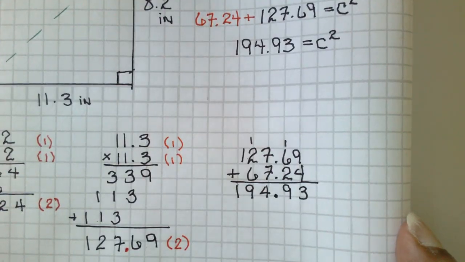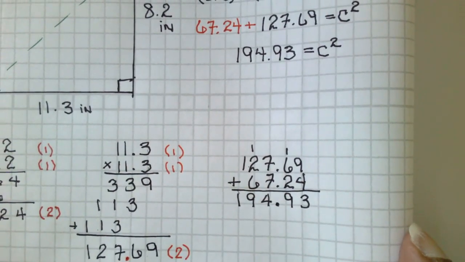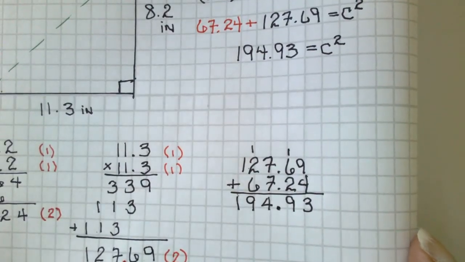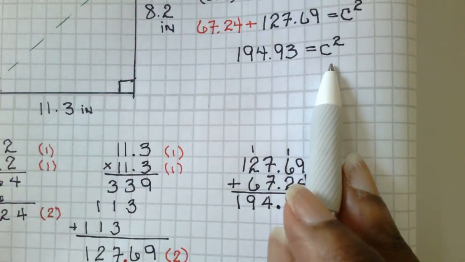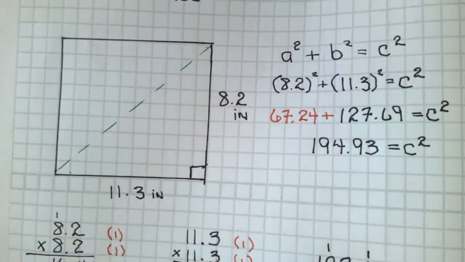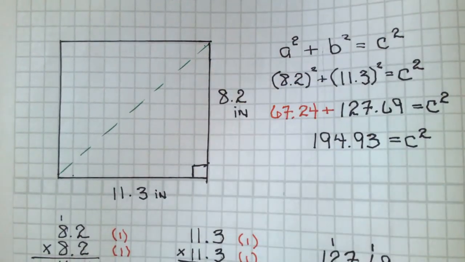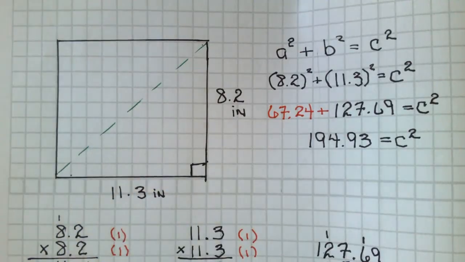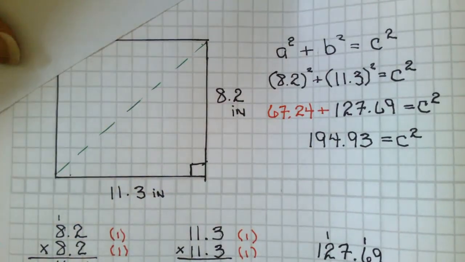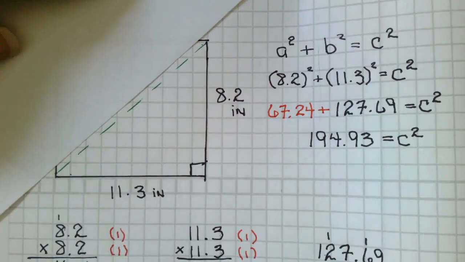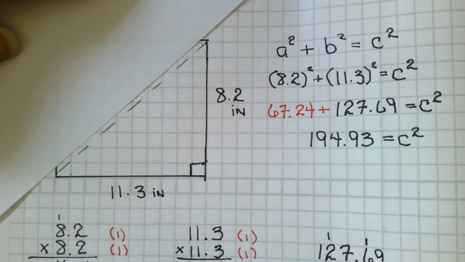Alright. So now we want to get our C. We don't want to know what C squared is. We want to get our C so we have a better idea of what the length of the side is. So we're not looking at it as a rectangle. We're looking at it as a right triangle.